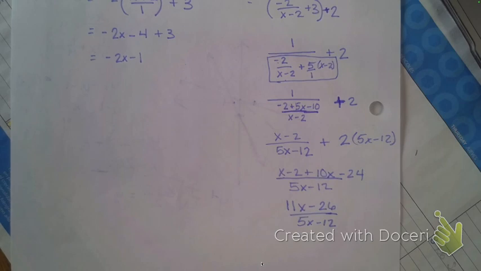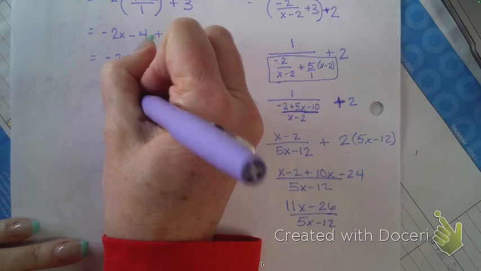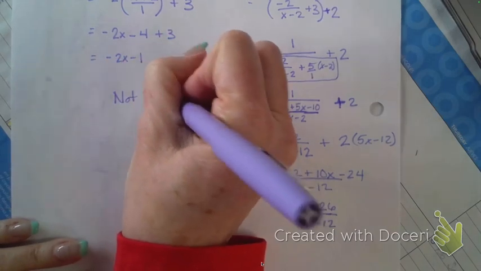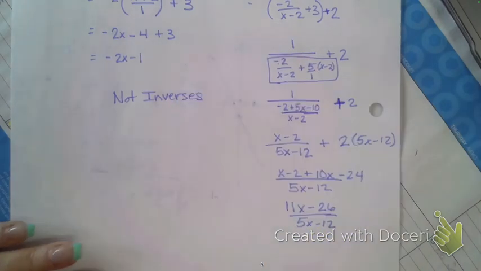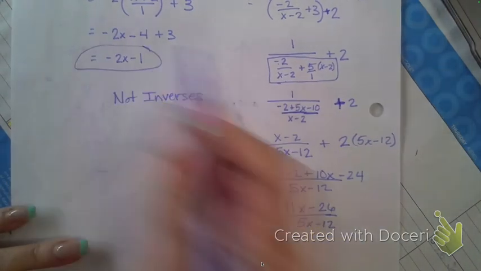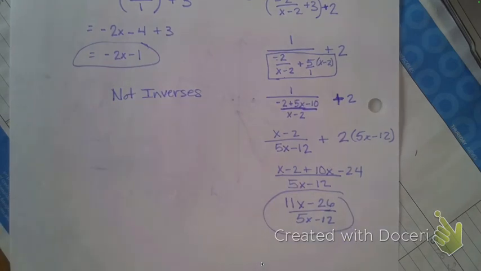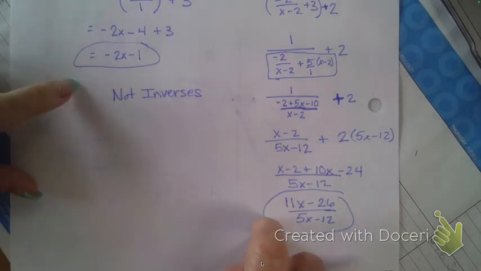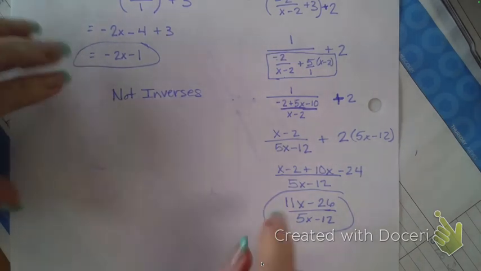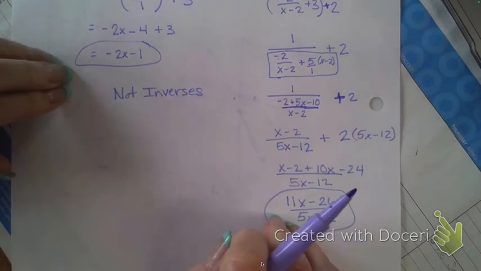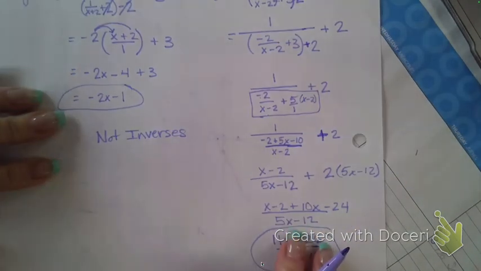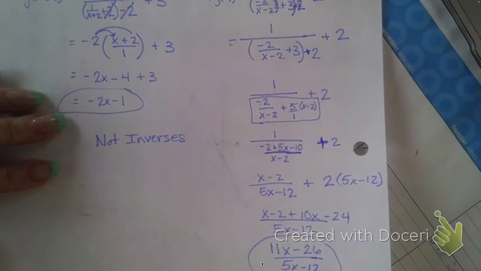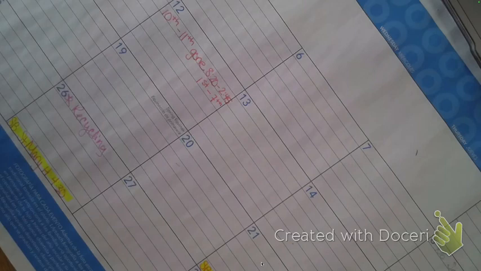Are these inverses of each other? Not inverses, because this one gave me this, and this one gave me this. So that is a no. That's all we're doing, just checking to see if they equal x. But if they're inverses, is it going to be this much work? No, it should fall apart really quickly. So hopefully number 2 are inverses of each other.